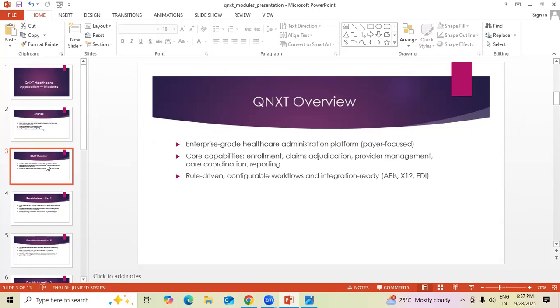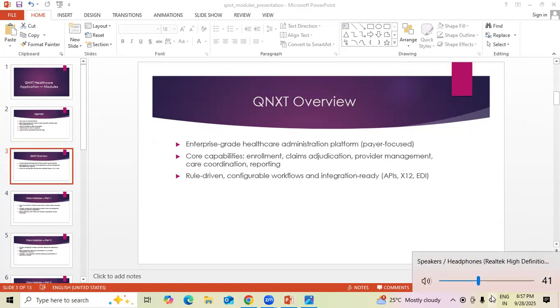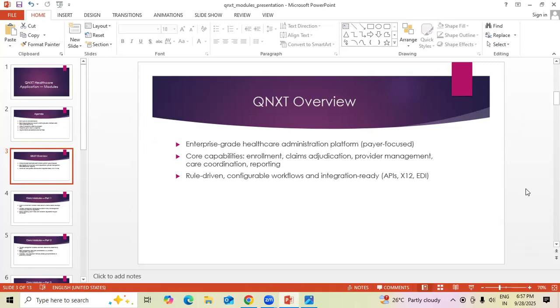So care coordination is followed by reporting, because we need to generate multiple reports based upon our requirements so that subsequently we can manage all these things well in advance. So these are all the core capabilities which can be maintained using the QNXT application.